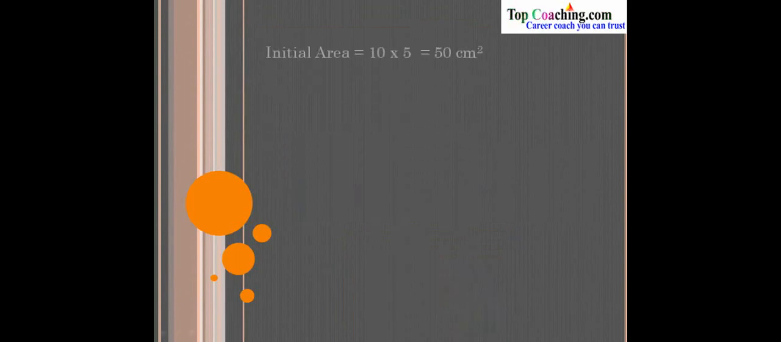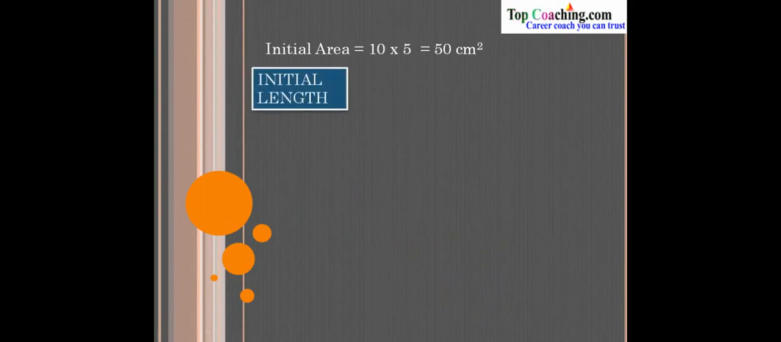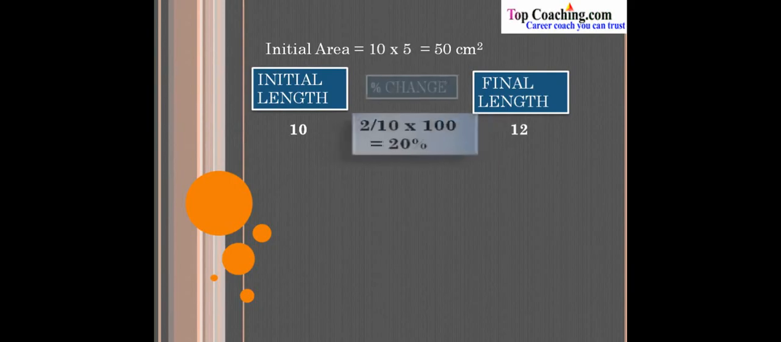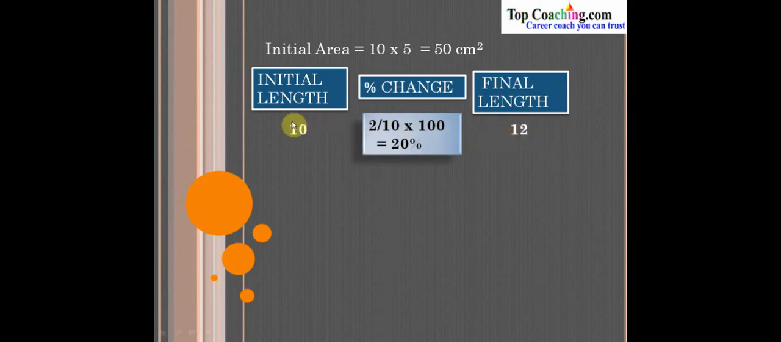The initial area of the rectangle would be 10 into 5, which is 50 centimeters square. Now the initial length is equal to 10 centimeters. Final length is equal to 12 centimeters. Now if I ask you what is the percentage change in the length, that would be equal to 2 by 10 into 100. Why? Because there is a change of 2 units in the length and the original length is 10. Therefore 2 by 10 into 100 would give us a percentage increase in the length of this rectangle, and that comes out to be equal to 20%. So the length of the rectangle has increased by 20%.